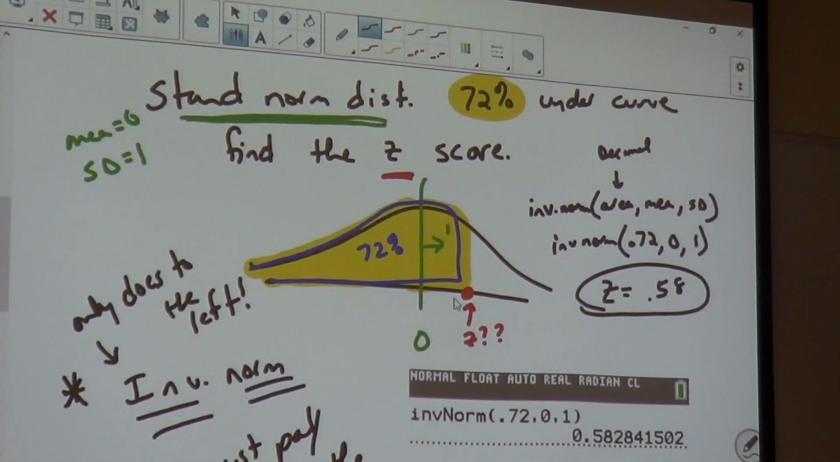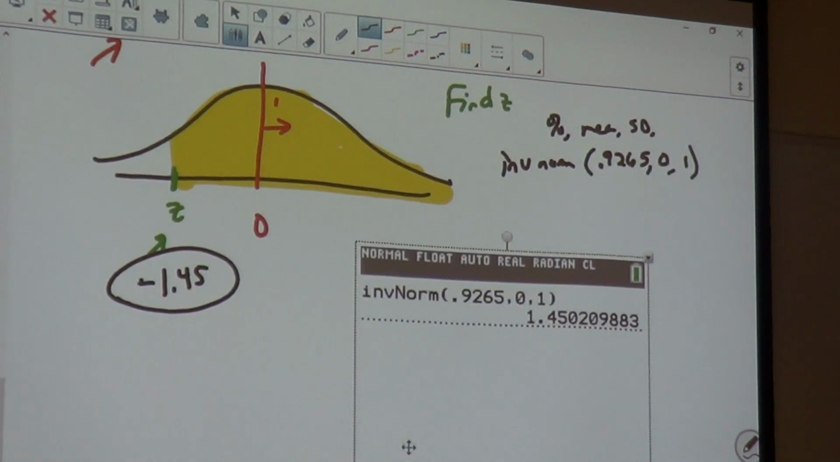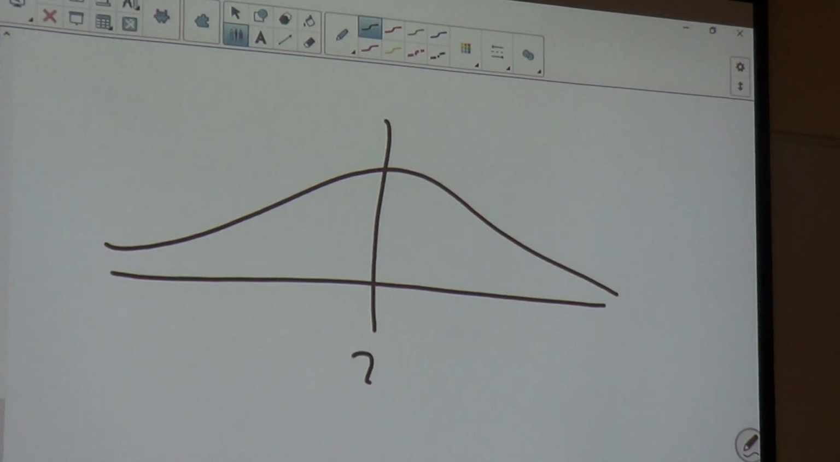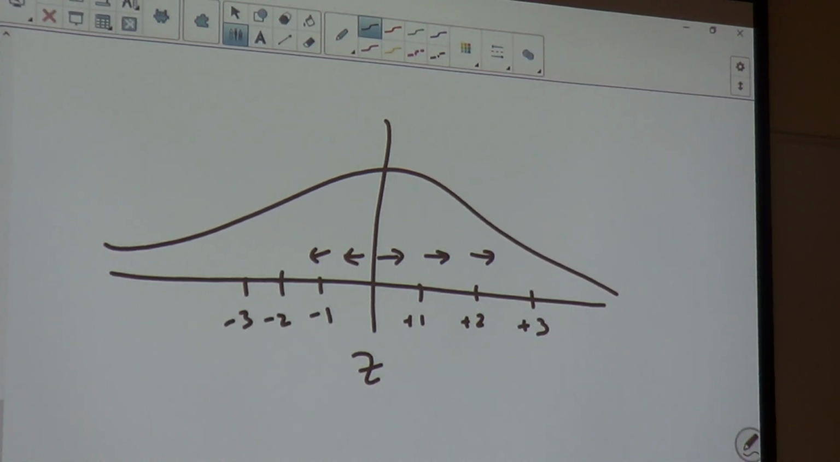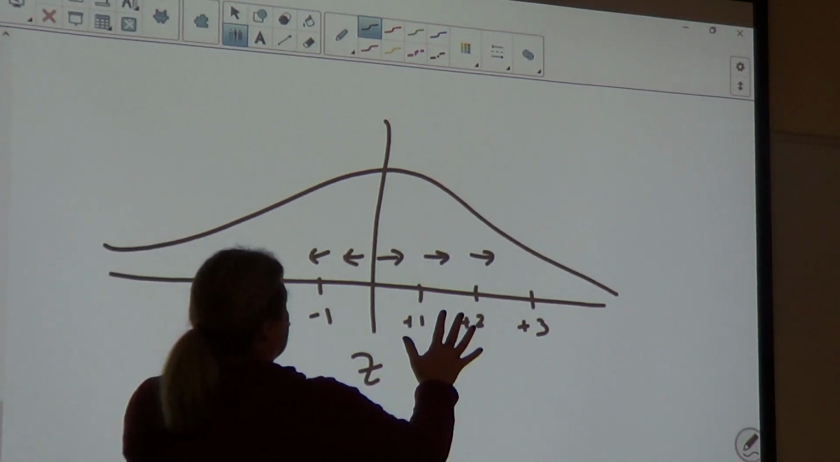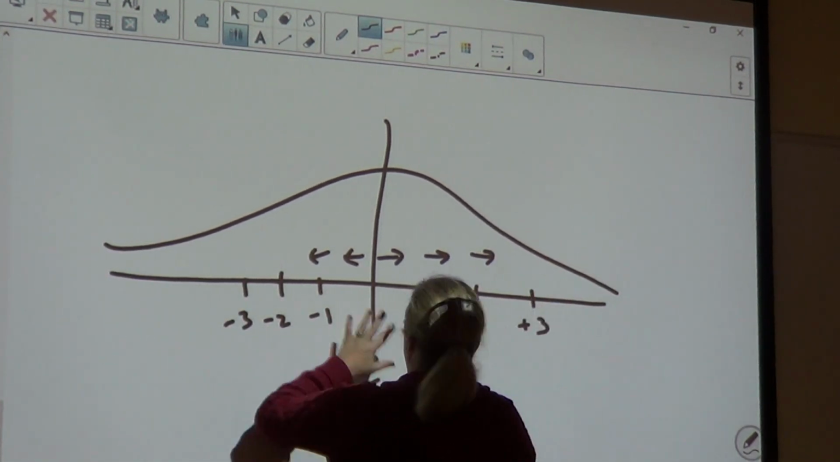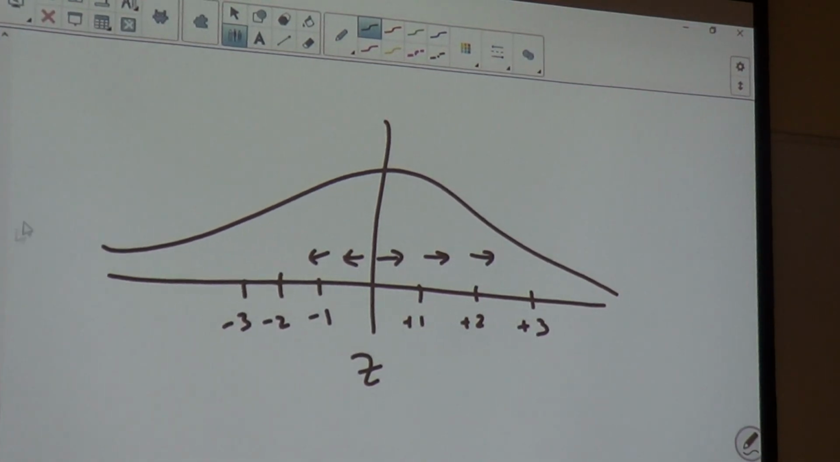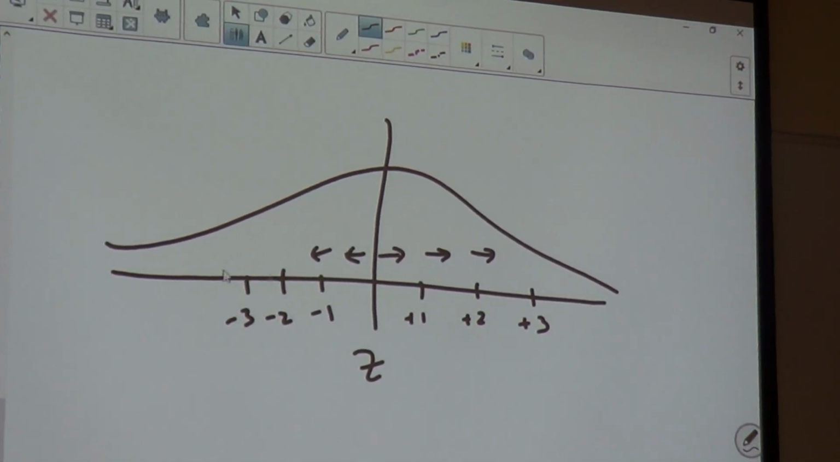Now, for your z's, y'all, count to 10. If this is your z, if you jump to the right, your z's are going to be +1, +2, +3. If you jump to the left, -1, -2, -3. It's like a number line, so your z answers are positive over here and negative over here. So if I go back to the problem that you didn't like just a second ago.